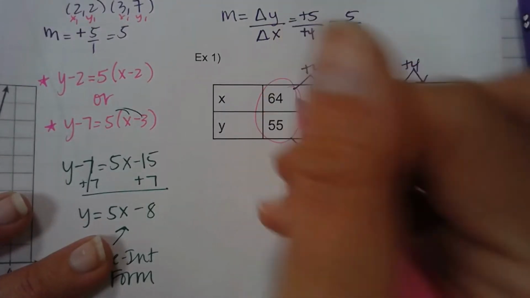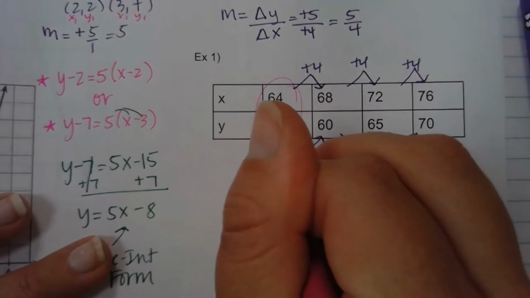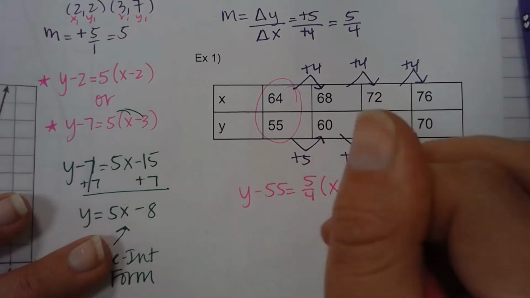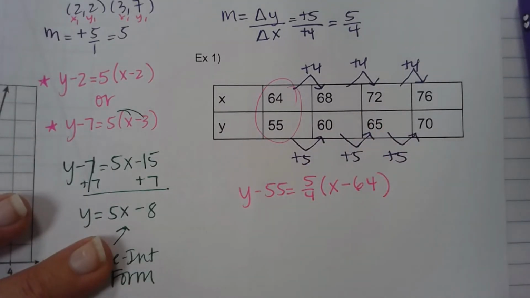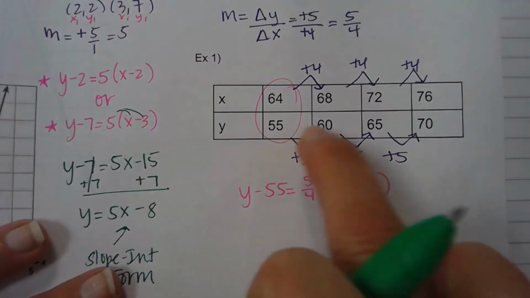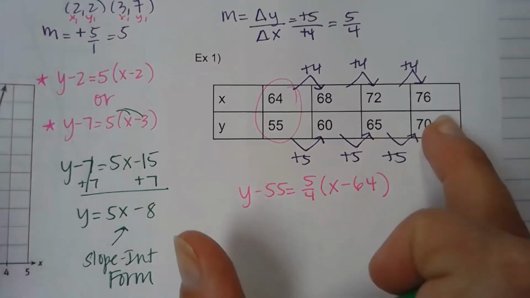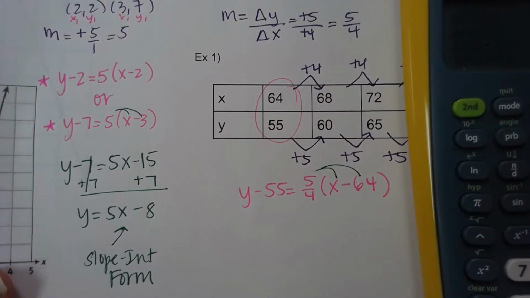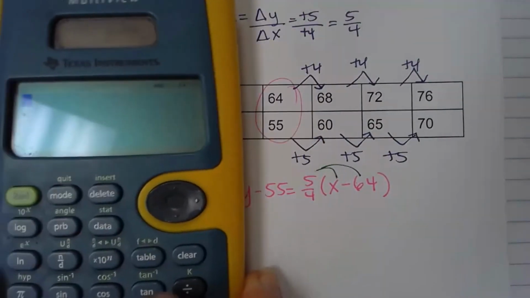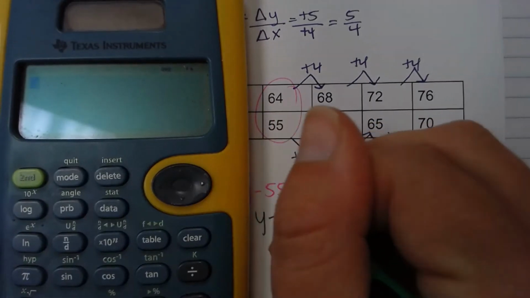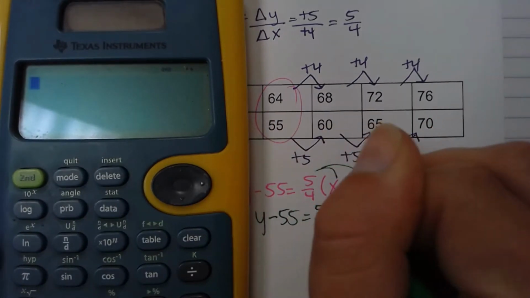So this would be my y, this would be my x. So y minus the y point equals the slope times x minus the x point. And then if I want to get it into slope-intercept form, and again, you could have picked this point, you could have picked this one, you could have picked this one. But distributing, and when I distribute, remember, you can use a calculator. So this is y minus 55 equals 5/4 x.